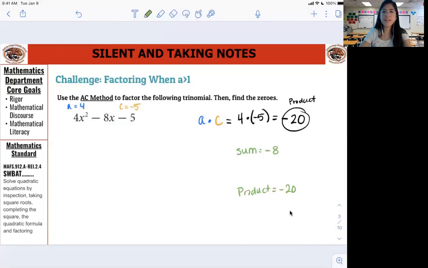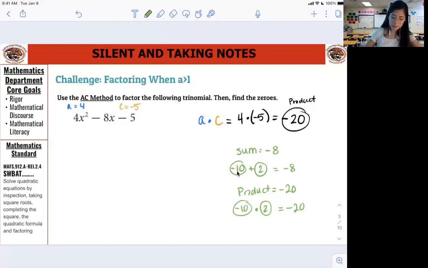Good, RL's got it. Ijara's got it. Very nice. -10 plus 2 gives me -8. -10 times 2 gives me -20. I have my magic numbers. Now I take my magic numbers and I split up my b value.